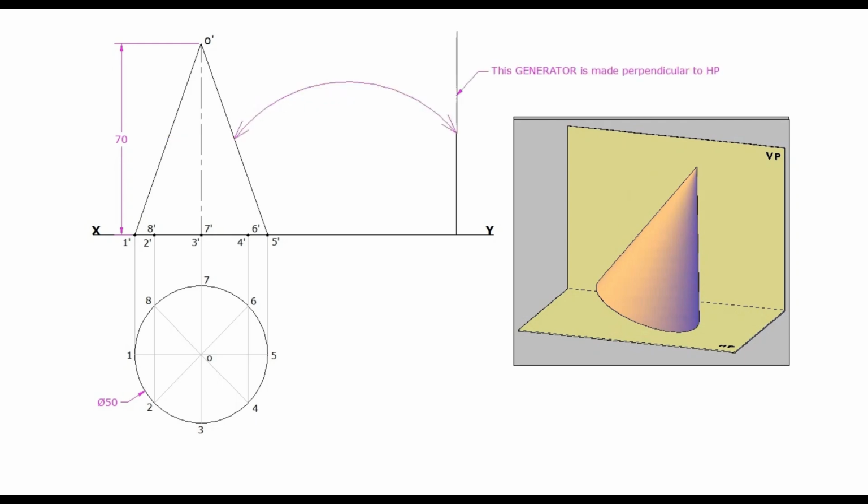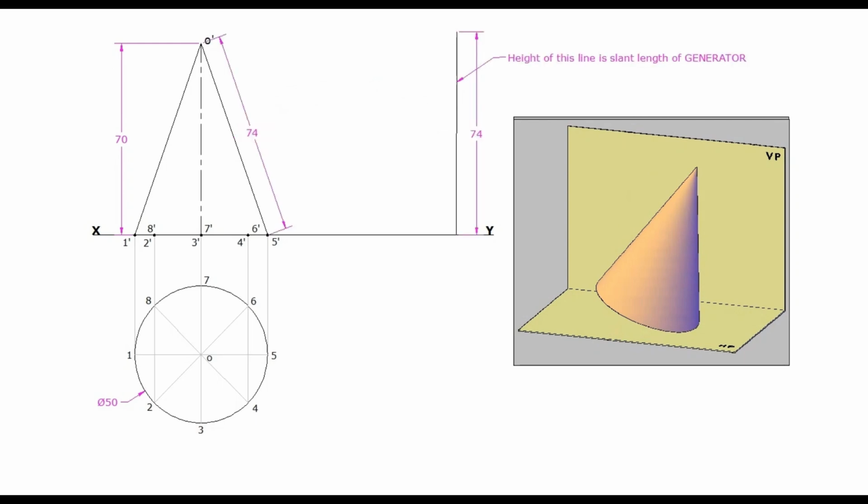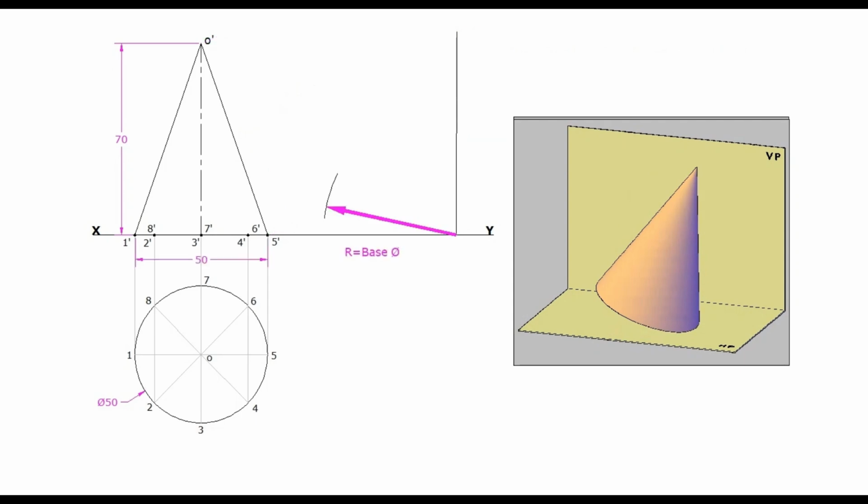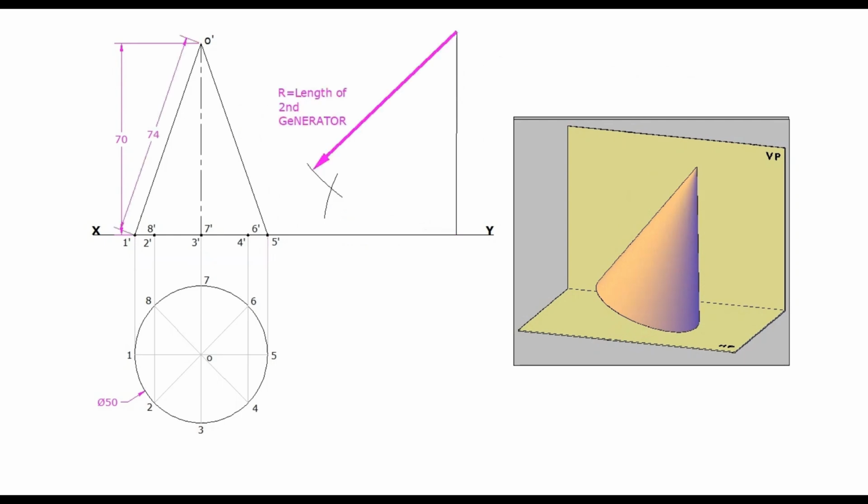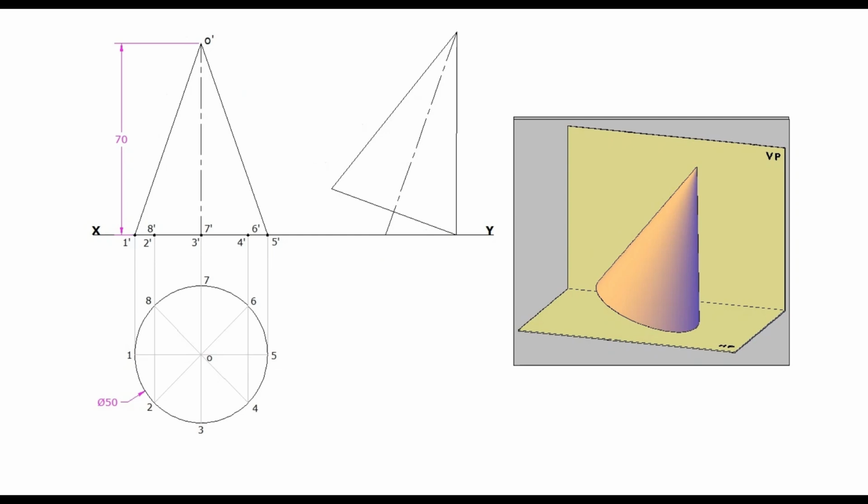Draw a vertical line above the XY line. Length of this line is equal to the generator, 5-O', of the first stage elevation. Measure the length of base, from the first stage elevation, and cut an arc from the bottom end of the vertical line. Measure the other generator, 1-O'. Cut arc from the top end of the vertical line. Intersection point of these arcs is 1'. Join this point with the endpoints of the vertical line. Mark all the points of base, and apex point on the new elevation, by measuring it from the first stage.